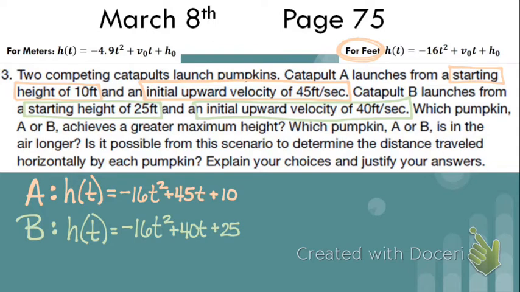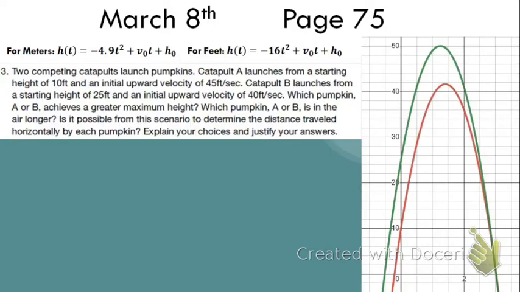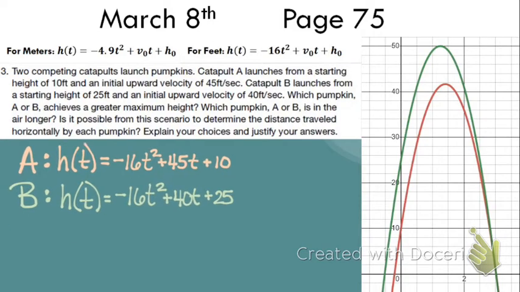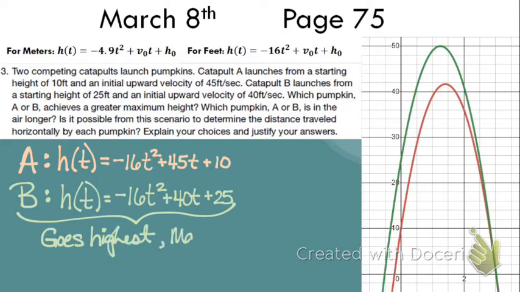But we have a clear winner for the height, right? Which one is our clear winner on the height? Catapult B, which is in green here. This one goes the highest. It has a maximum of 50 feet. They're both in the air about the same amount of time.